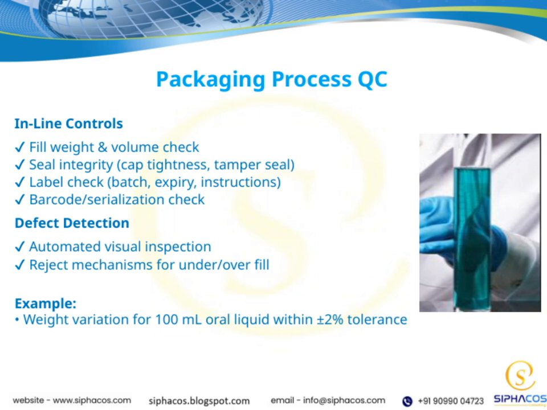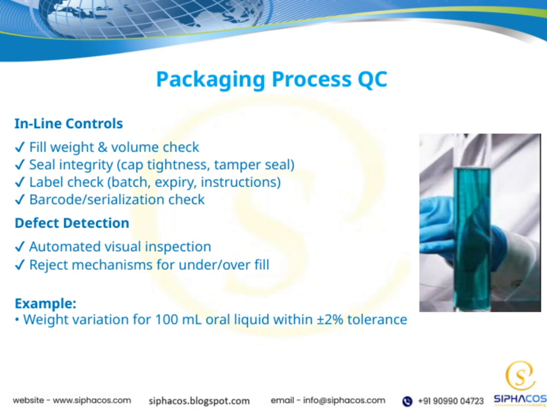Seal integrity is also critical, including checking cap tightness and tamper seals to prevent contamination or tampering. Label checks are conducted to verify batch numbers, expiry dates, and instructions are accurately printed. Additionally, barcode and serialization checks help us track each package through the supply chain.